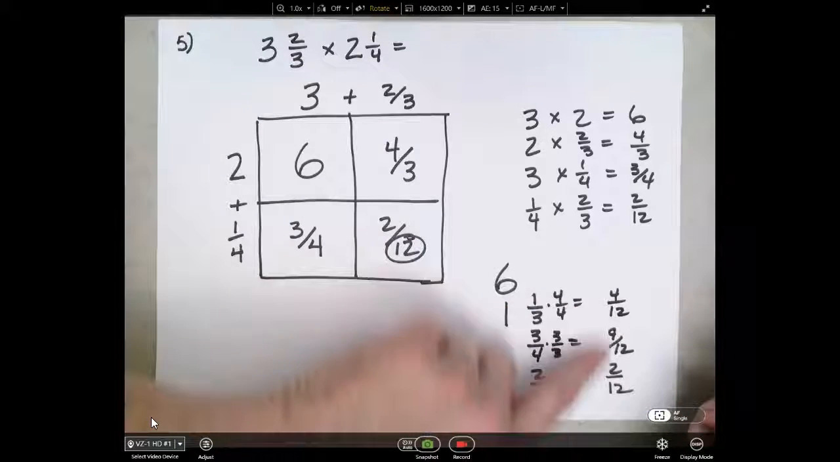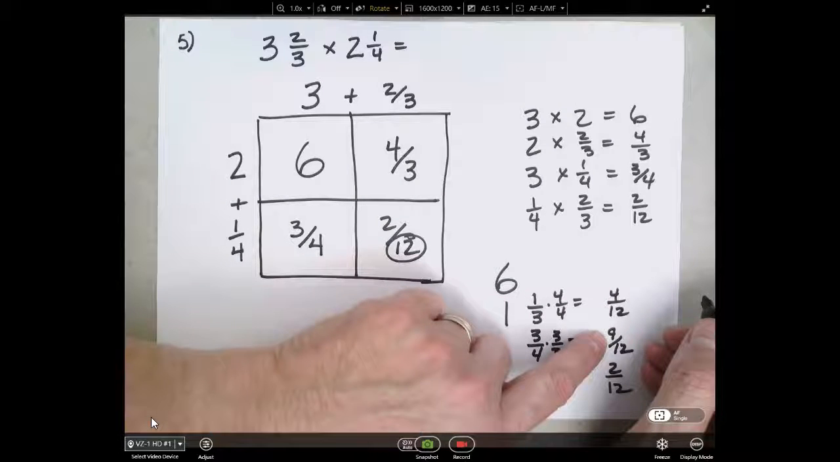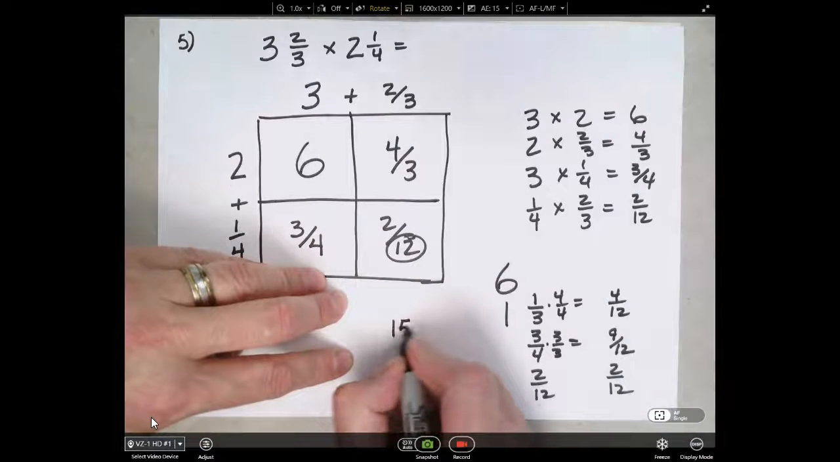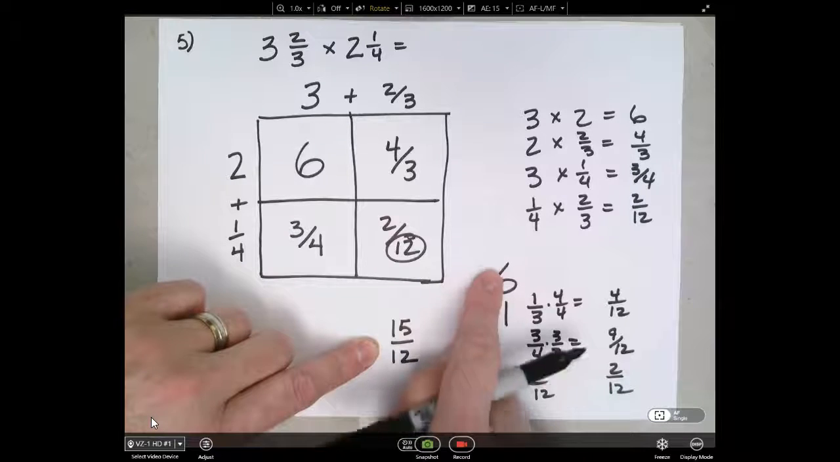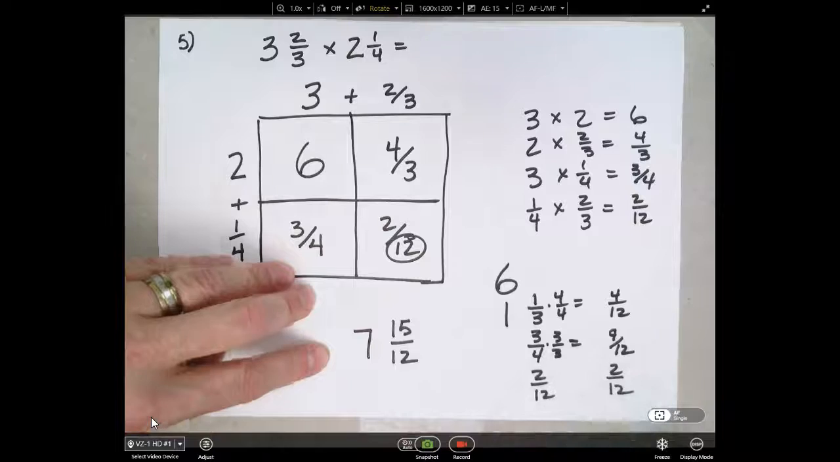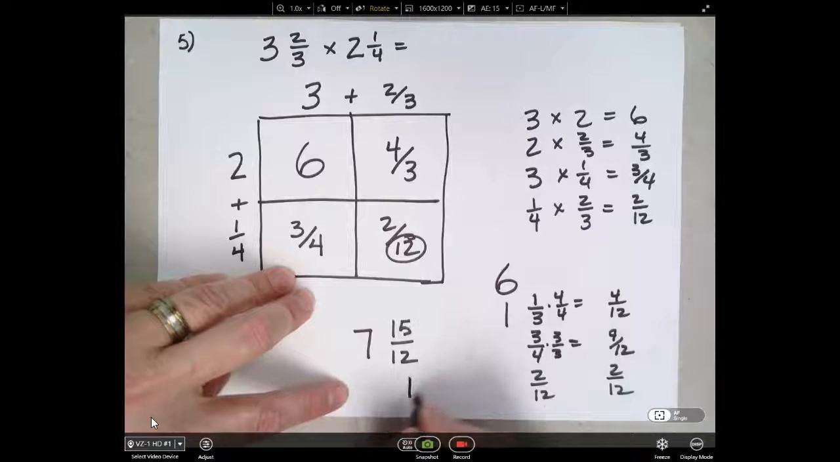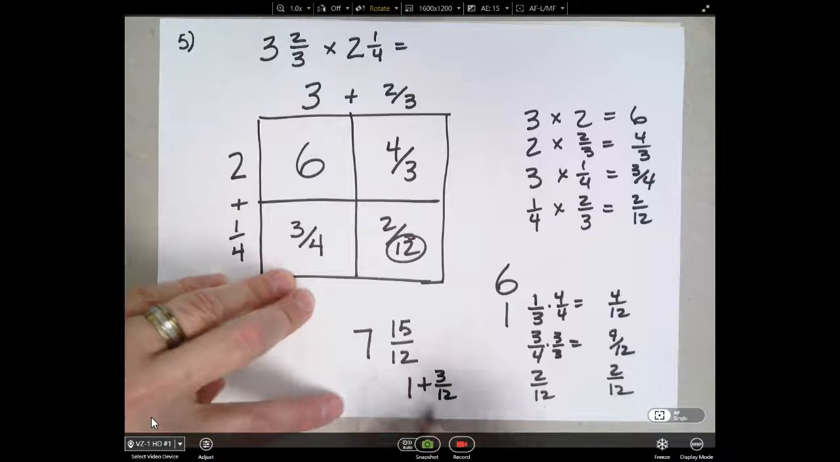And then I can just add these together. 4 plus 9 is 13, plus 2 is 15. I'll put my answer over here. So that's 15/12 is the fractional part, and 6 plus 1 is the whole number part. 7 and 15/12, but I know that 15/12 is 1 plus 3/12. Okay, so that's 12/12 plus 3 more 12ths gives me 15/12.